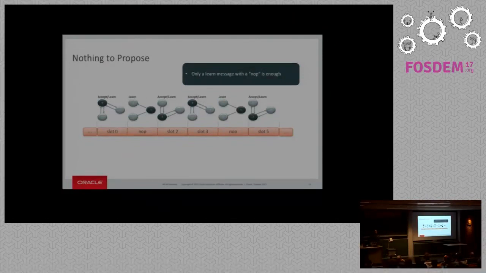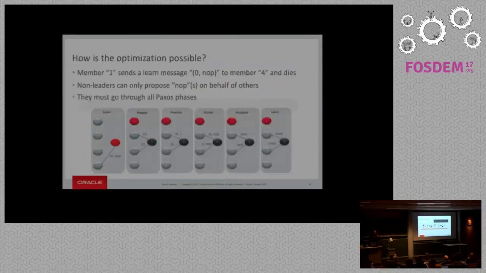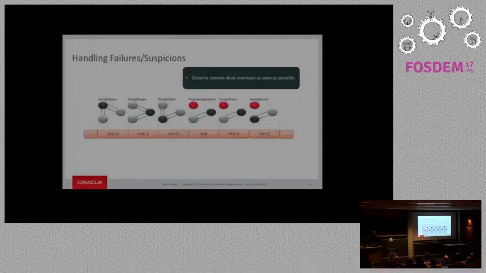So let me skip a few slides. There is a key issue here in our solution. If a node has nothing to propose, this node has to inform the other nodes that, okay, I don't have anything to propose, so I'm going to skip my turn in the slot in the sequence of messages. You can use a simple learn message to do that, but you still have to inform the other members that you don't want to commit anything, you don't have any transaction in your queue.